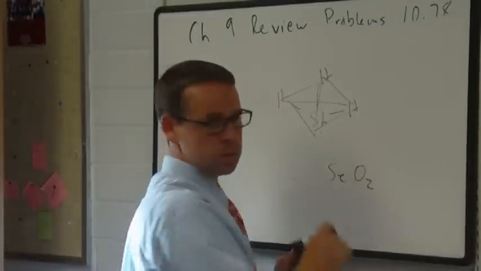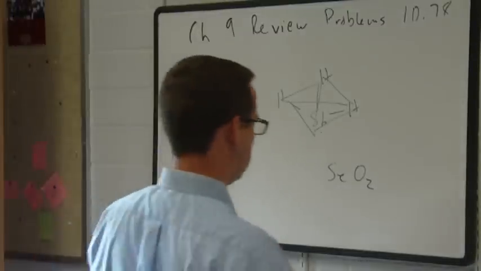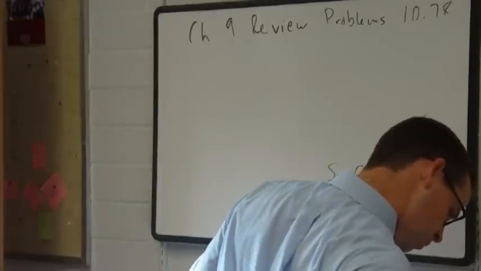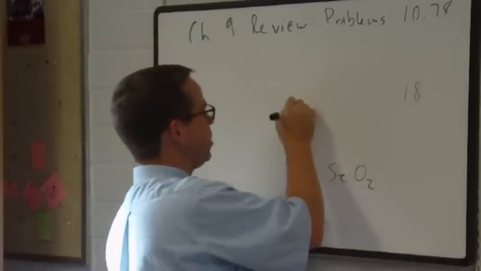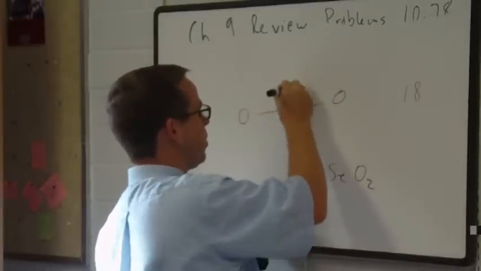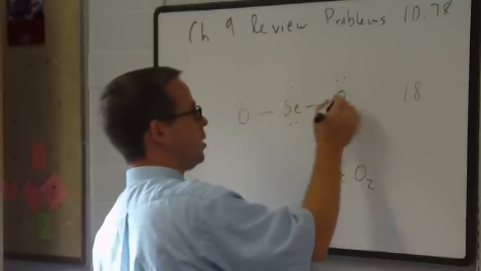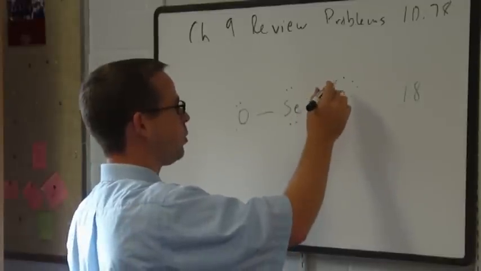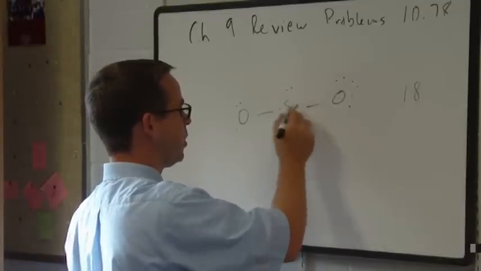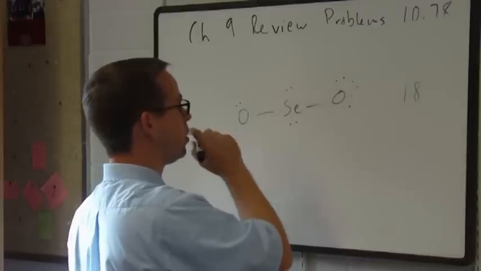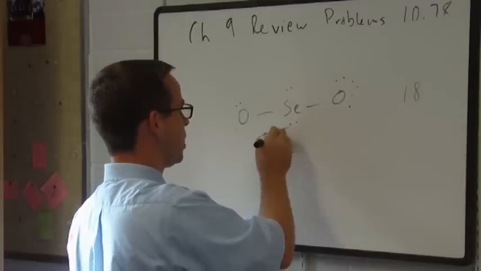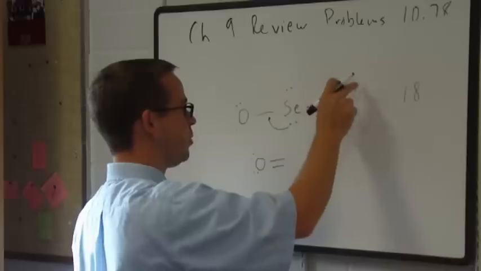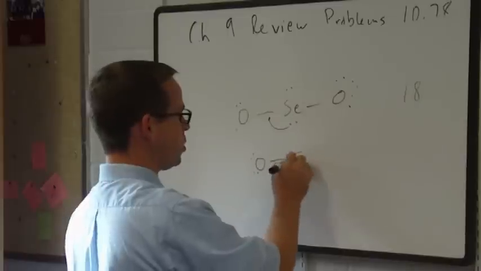SeO2, selenium oxide. So selenium is 6, and oxygen is 6 as well. So that's 6 times 3, 18 electrons. 1, 2, 3, 4, 5, 6, 7, 8, 9, 10, 11, 12, 13, 14, 15, 16, 17, 18. All right, so we're going to have to bring these. Let's see, 1, 2, 3, 4, 5, 6. This oxygen doesn't have enough electrons, so we're going to have to bring these electrons over here to form a double bond there. Make sure that's right: 6 times 3 is 18. Yeah. So let's have selenium here.